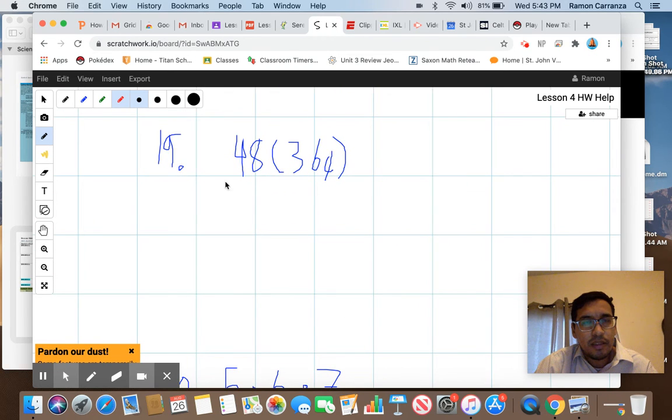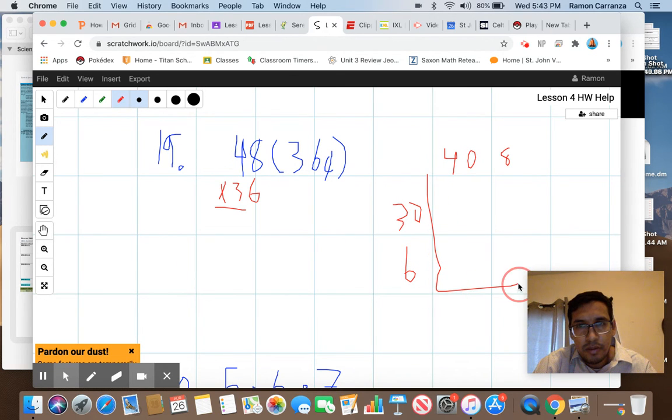For 19, we have 48 times 36. So 2 ways to solve this. You can do this using the standard algorithm, which again is 48 times 36. Or we can use the box method that we went over earlier. So that's 40 and 8 and 30 and 6. And then all you have to do from there is multiply and add up all the pieces. So 6 times 8 is 48. 30 times 8 is 240. Complete the other 2 sets of operations and then find the sum of all four.